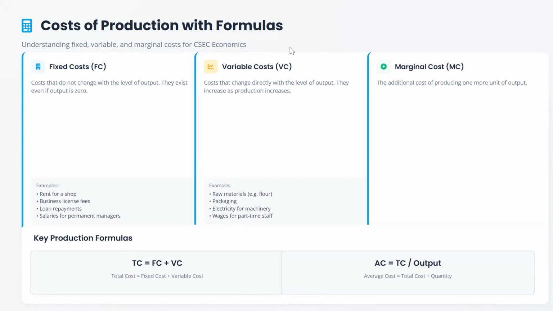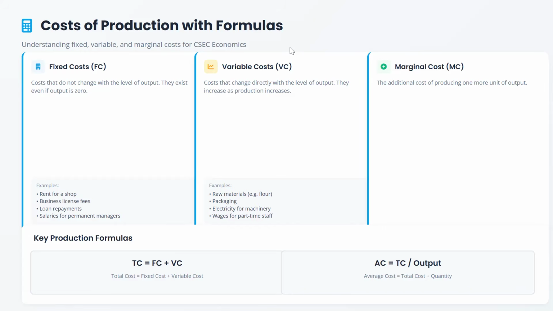Even if I end up producing no goods, my rent for that room will be $3,000. Isn't that correct? Yes, sir. That is what we call fixed costs. Our variable cost, however, is a cost that changes based on output.